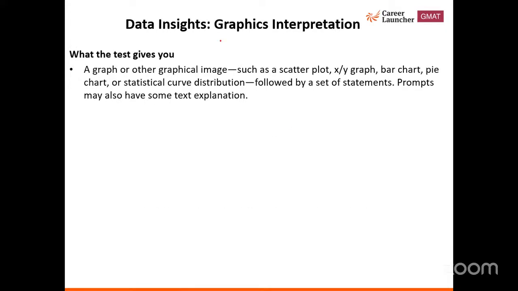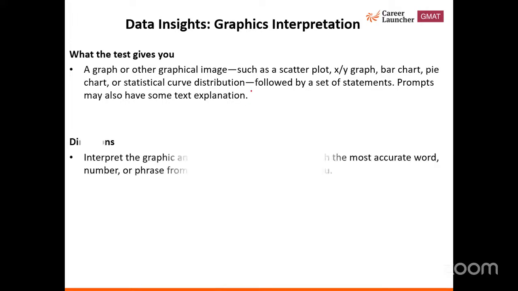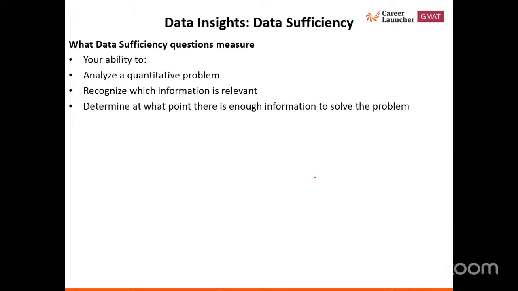Now, graphical interpretation is one where you have graphs, like pie chart, bar chart, statistical curve. The interesting thing about this question type is that the answer choices are in the form of a drop down menu. So you'll have to just click on that and the answer choices will appear. Finally, data sufficiency, it's a typical math question where you have to solve for sufficiency. So you don't have to solve for value. Rather, you have to simply find out if the information given to you is sufficient or not.